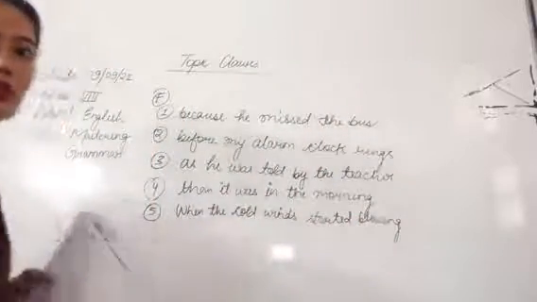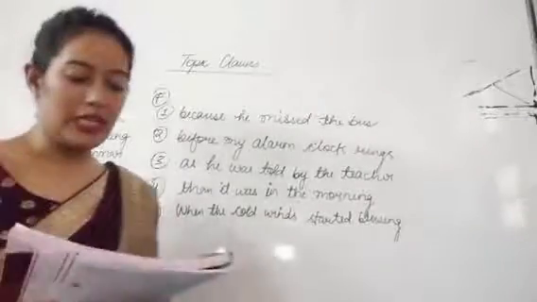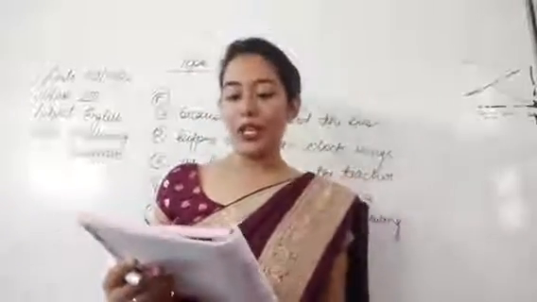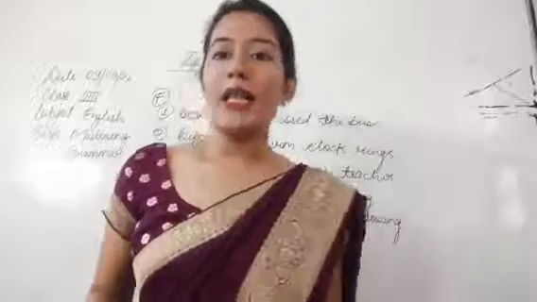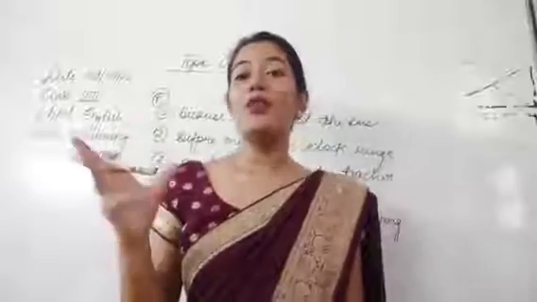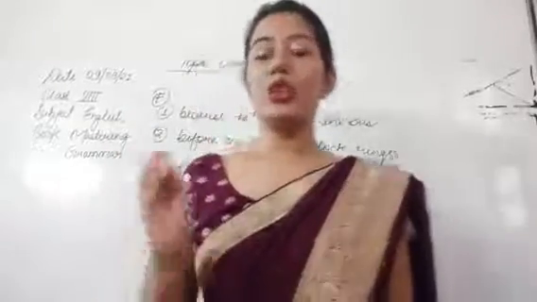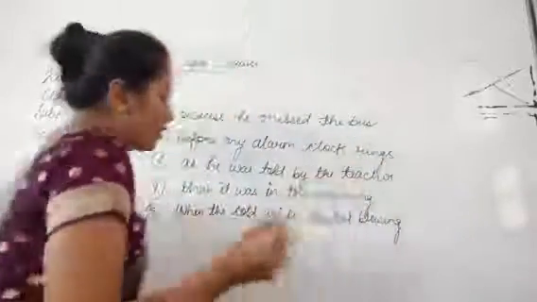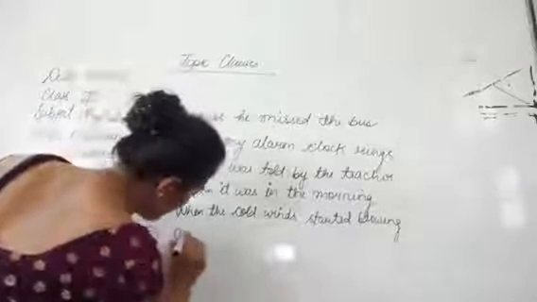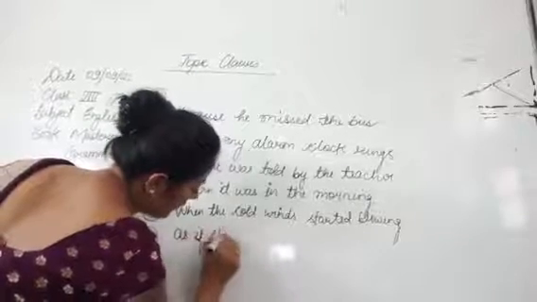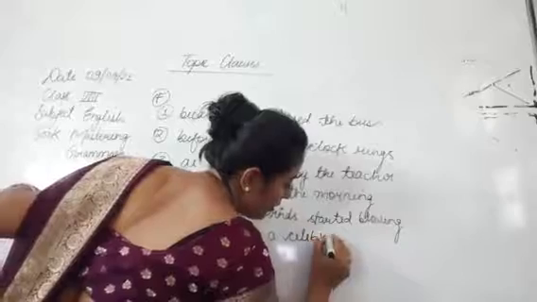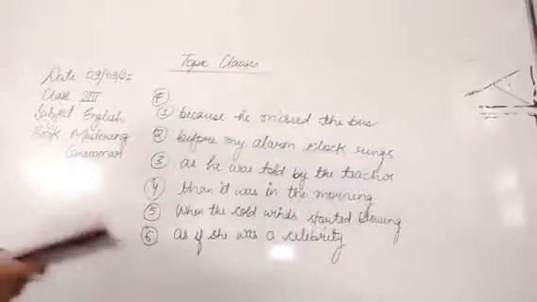Okay, students? Now, the last one here is, she behaved as if she was a celebrity. So, her manner is being seen here. She behaved as if. As if is used in which adverb clause? As if is used in adverb clause of manner. So, the adverbial clause here would be as if she was a celebrity. Okay, as if she was a celebrity.